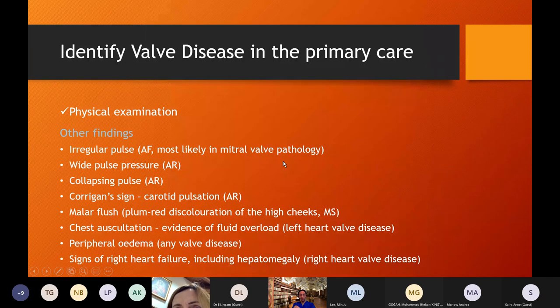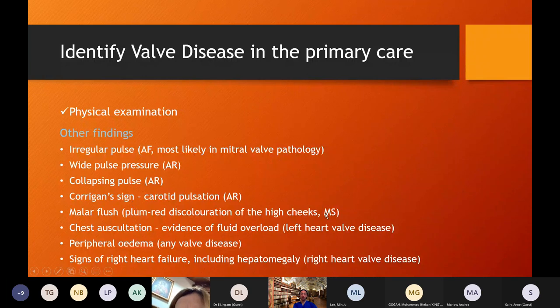Other findings of the physical examination, because it's not only the auscultation, include the pulse. You may find irregular pulse, atrial fibrillation, most likely in mitral pathology. You will identify wide pulse pressure. That's something very useful I find in my practice: someone with wide pulse pressure, you may see systolic 160 and diastolic 50. That suggests severe AR. Collapsing pulse, again, suggests severe AR, or the Corrigan sign, where you see the carotid pulsation because of the increased blood volume during systole.